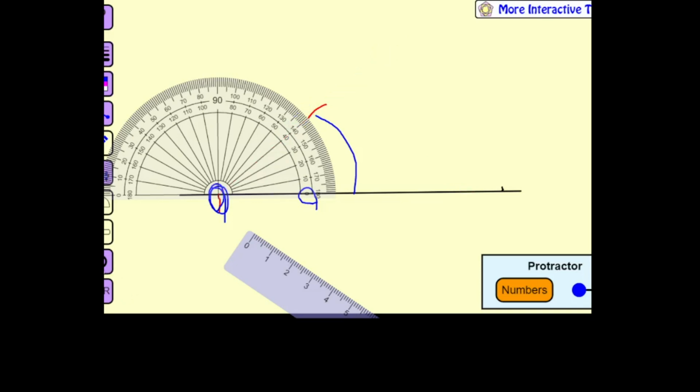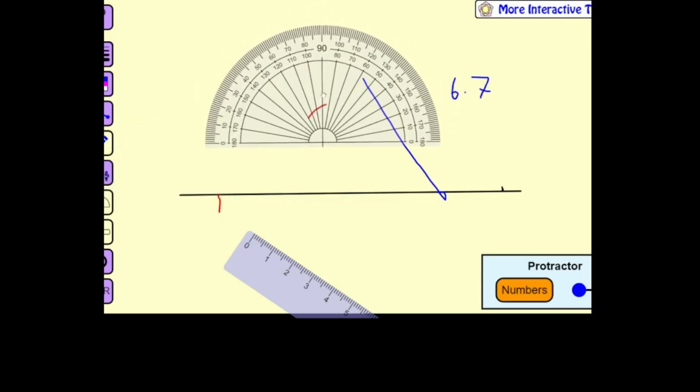And then in order to ask a question, you'll be asked to measure the distance from there to there, which we just saw was 6.7 centimeters. So you measure that out, you put your answer into the answer box, you hit enter and you should get your score.